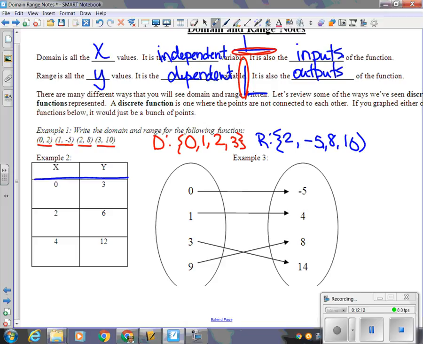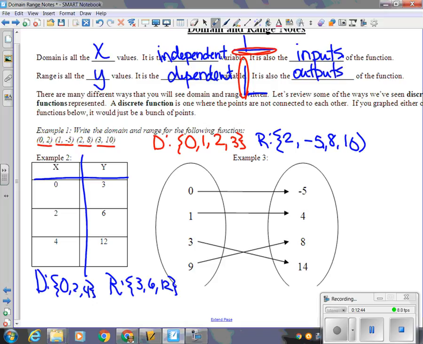All right, example 2 is a table. Do y'all see the table? How many points are in the table? 3 points. 3 of these are what? X's, and 3 of these are? So guess what our domain is going to be? All the X's. 0, 2, and 4. What is all the range values? 3, 6, and 12. As long as the number of points is a limited number, list each one.